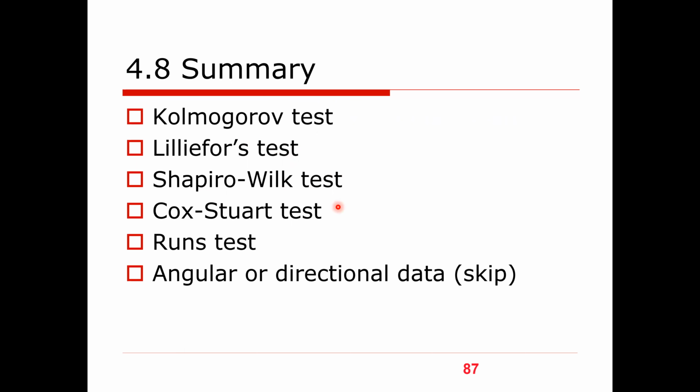Then we introduced the inferences for dichotomous data, mainly using the binomial test in R. Then we introduced some tests related to sign tests, including the quantile test, still using the binomial test in R. Then we introduced the Cox-Stuart test for trend. Then the randomness test for testing the randomness of the sample. And then we skip this part.